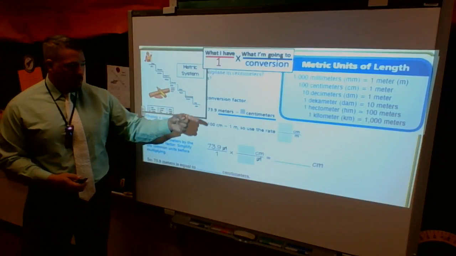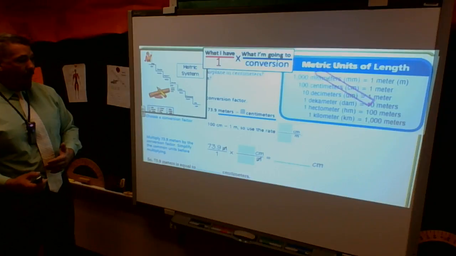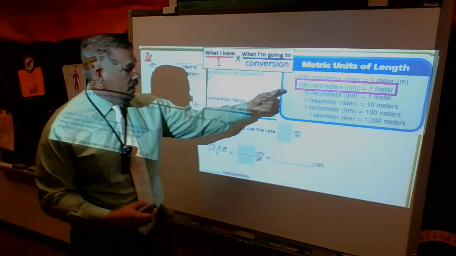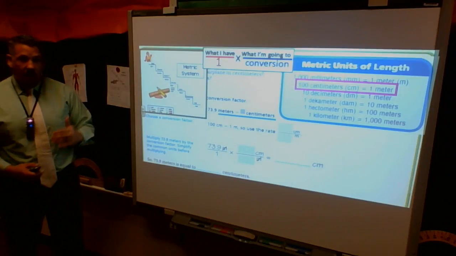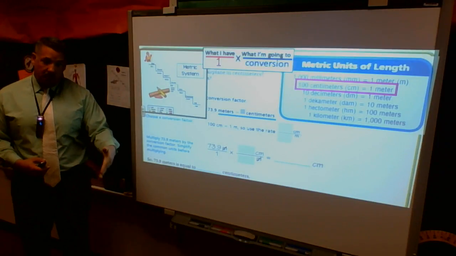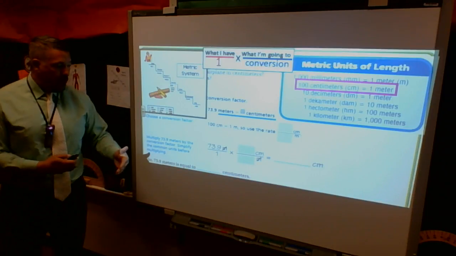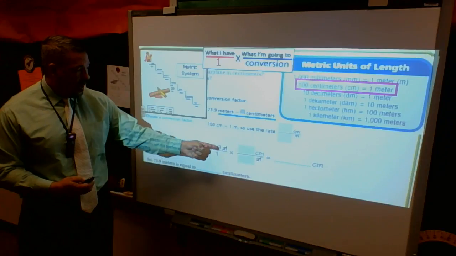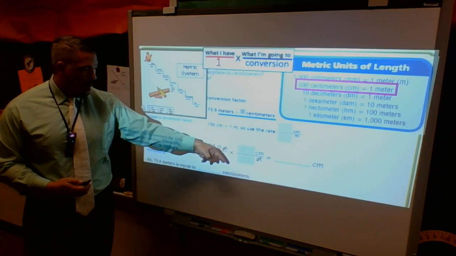I have 73.9 meters. I'm going to centimeters. So I have my conversion here in this box. It tells me for every 100 centimeters, which has to be at the top because that's what I'm going to, there's 1 meter, which has to be at the bottom, so I can cross-reduce my labels. So they give me my setup of 73.9 meters for every 1 times my centimeters over my meters.